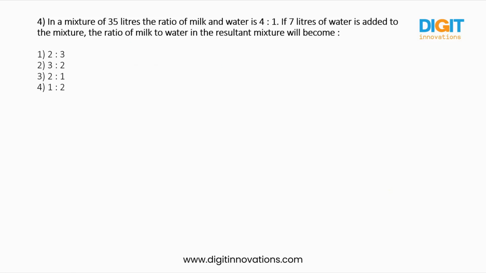Okay. So first let us find out how much quantity of water is there before adding 7 liters of water. So the ratio is 4x and 1x. So total how many parts? Total 5 parts. These 5 parts are equal to 35 liters, right? So then one part will be how much? 7 liters. So one part will be 7 liters.